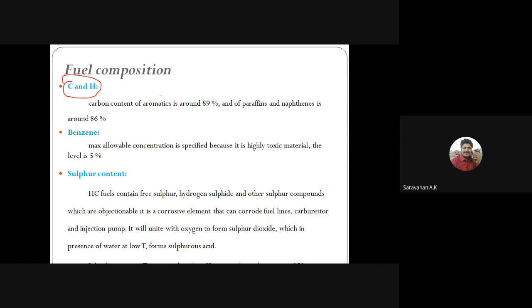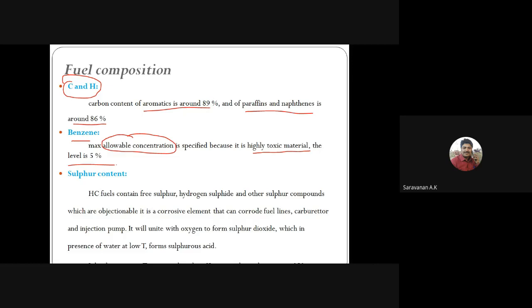The carbon content of the aromatics is around 89%, and the carbon content for the paraffins or naphthalene is around 86%. Benzene is a highly toxic material, right? So the maximum allowable concentration is very important when considering benzene, as it is a toxic material. Its level will be 5%.